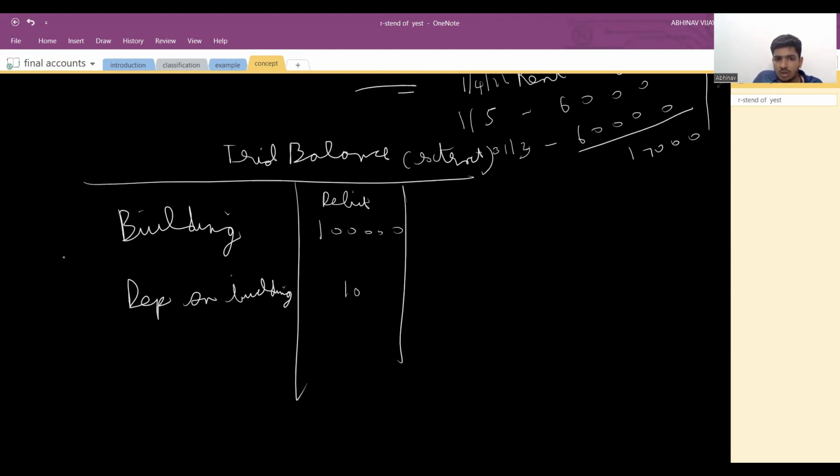That is 10,000. Correct? Both sides will not tally. It's only an extract. So you have these two terms in your trial balance. These are two of the many terms that are there in your trial balance.